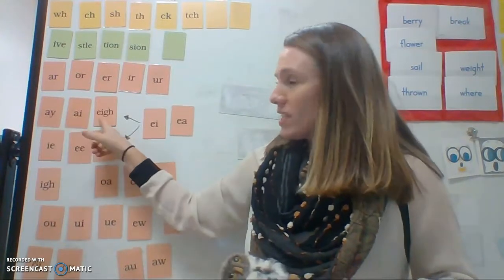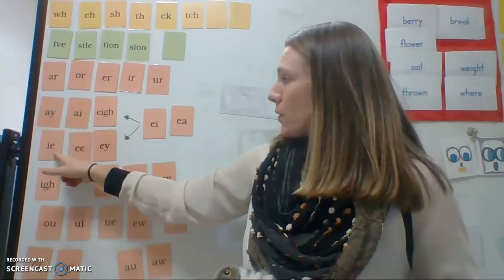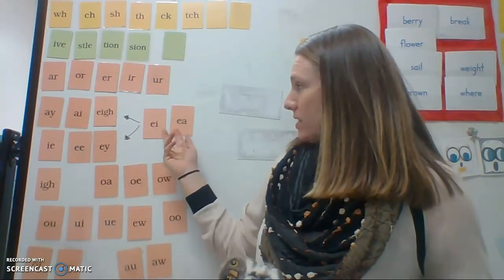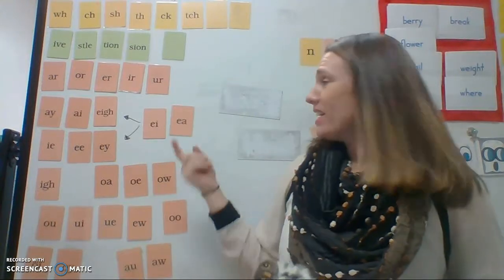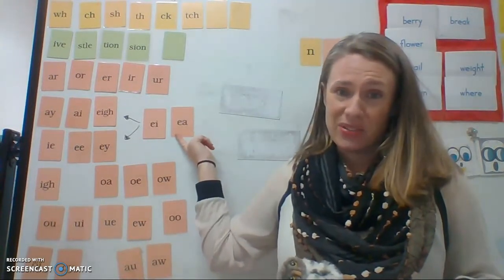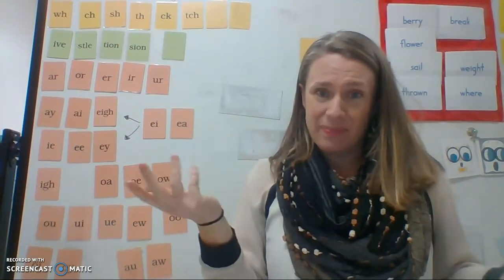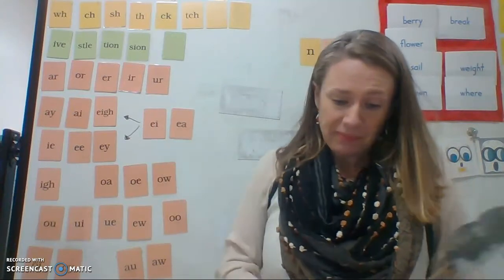Now let's look down here. What do all three of these say? A. And what do all three of these say? Long E. And then remember these guys, they go into both categories. They can say long A or long E. And then what about this one? Can it also say short E? So that's why we say eat bread and steak, because EA can say E, A, or eh.